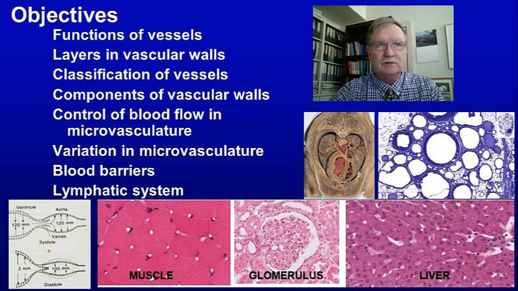We want to look at the control of the microvasculature, talking about the arterioles as well as the shunts that go through and end up with a portal system. We want to look at the variation in that microvasculature. We want to look at the blood barriers, and we end up with the lymphatic system, which collects fluid from the vasculature and transports it back to the blood vessels.